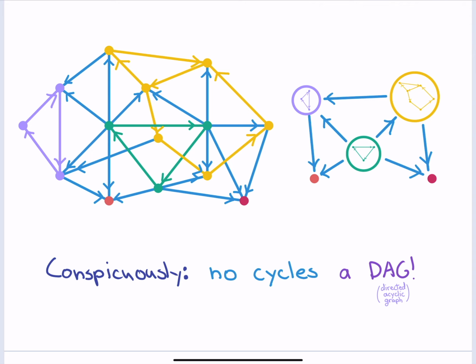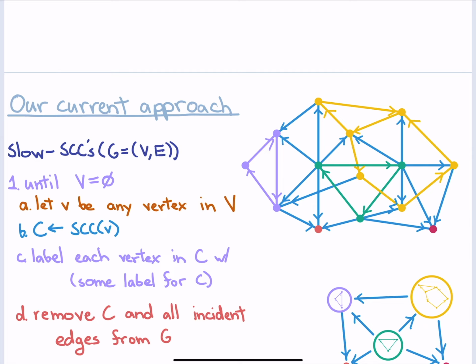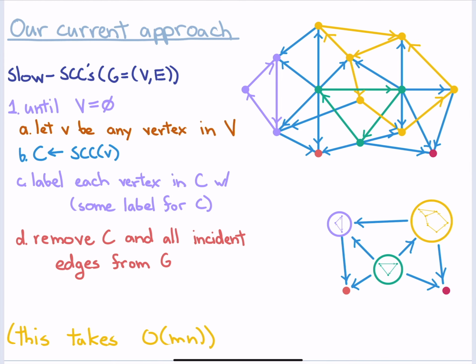Now consider this hypothetical. Right, so here's our current approach, and this, I guess, is scooping everything out. So our current approach is, as long as there's some vertices left in the graph, take some vertex, compute a strongly connected component, label each vertex, that's component 1, component 2, and remove it from the graph. And that's taking like mn time.